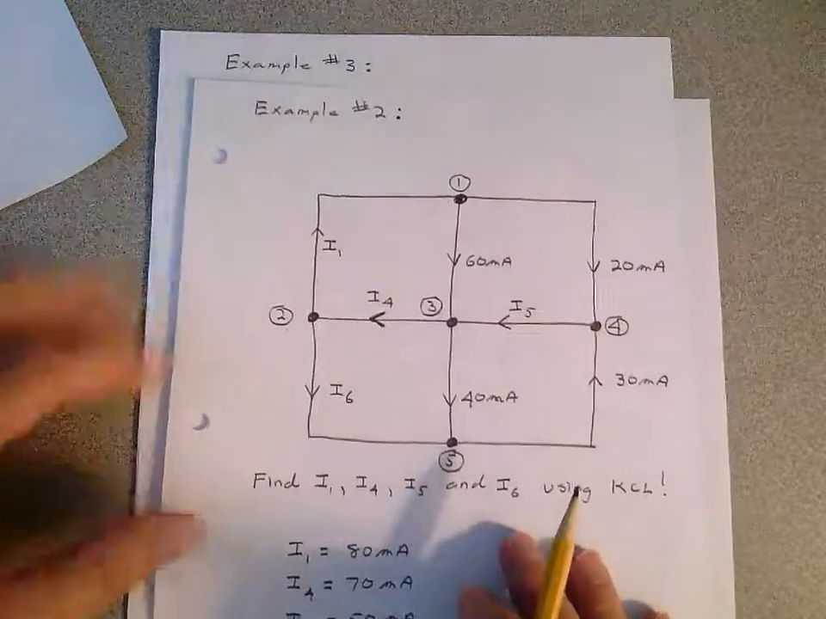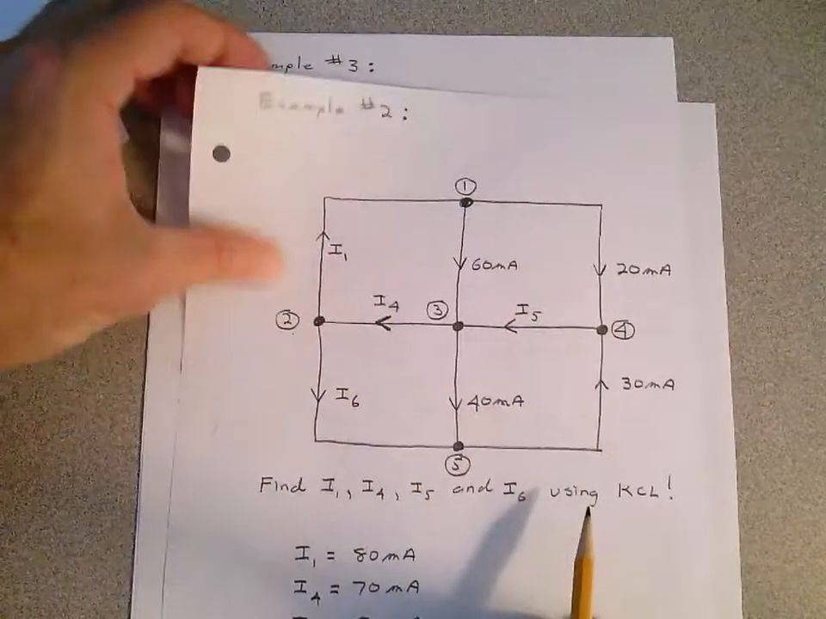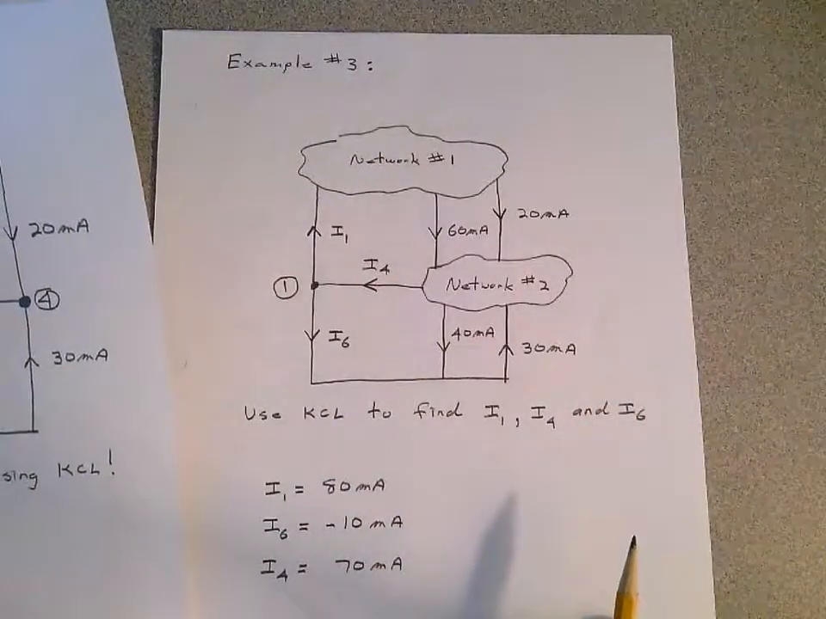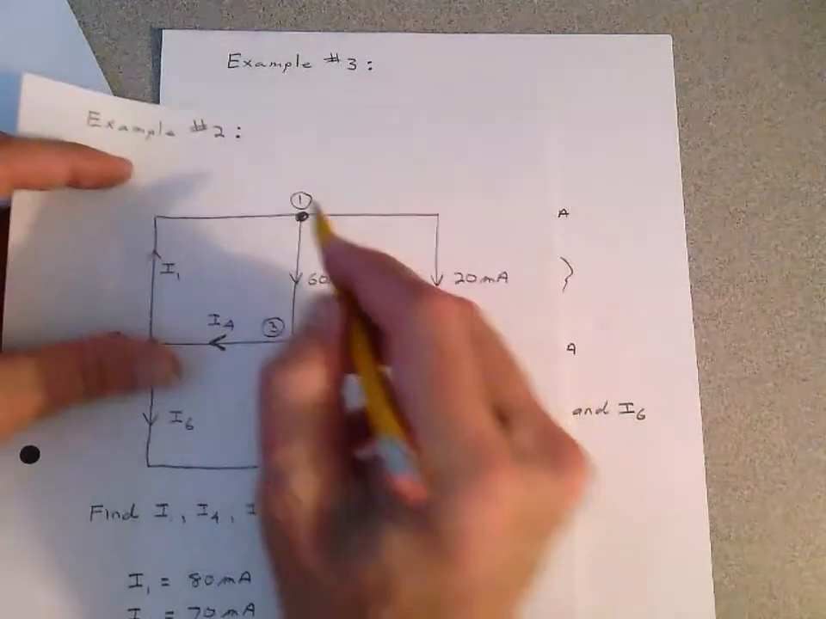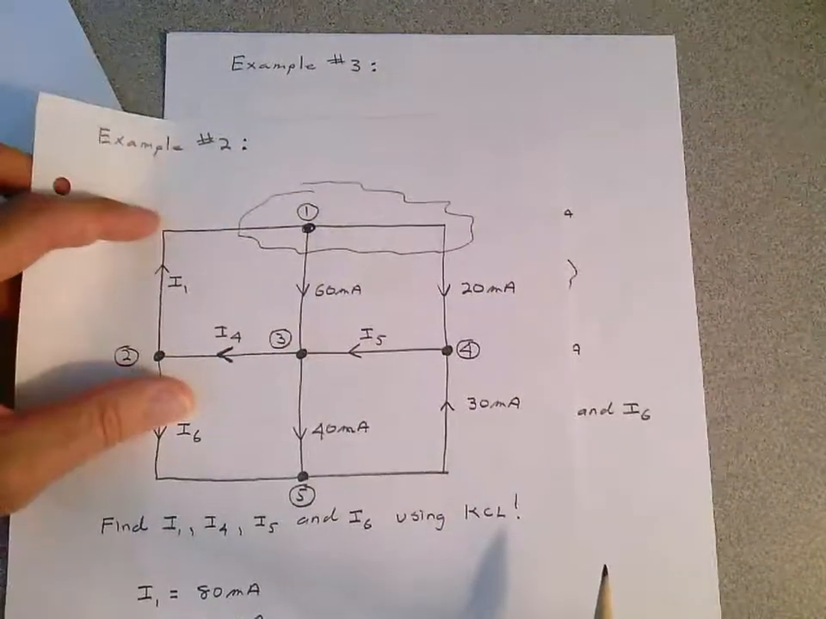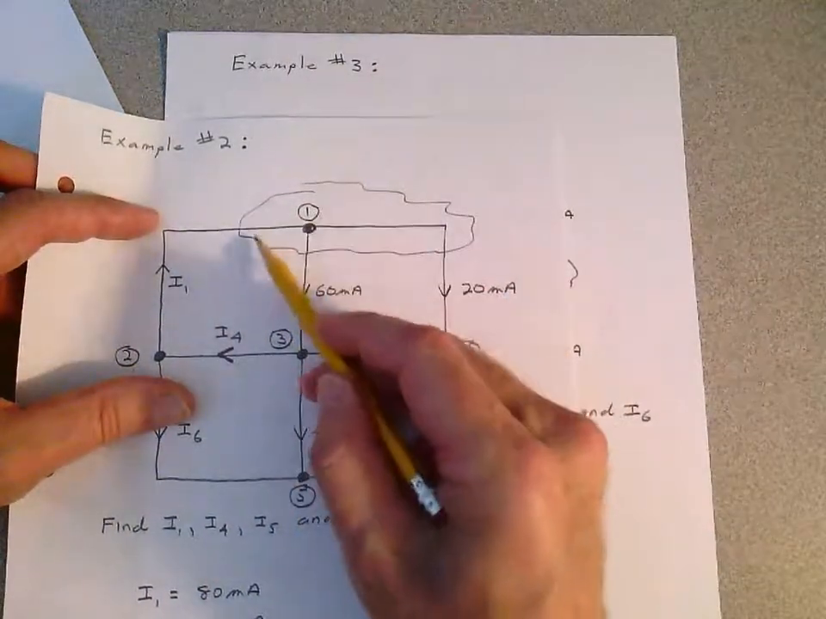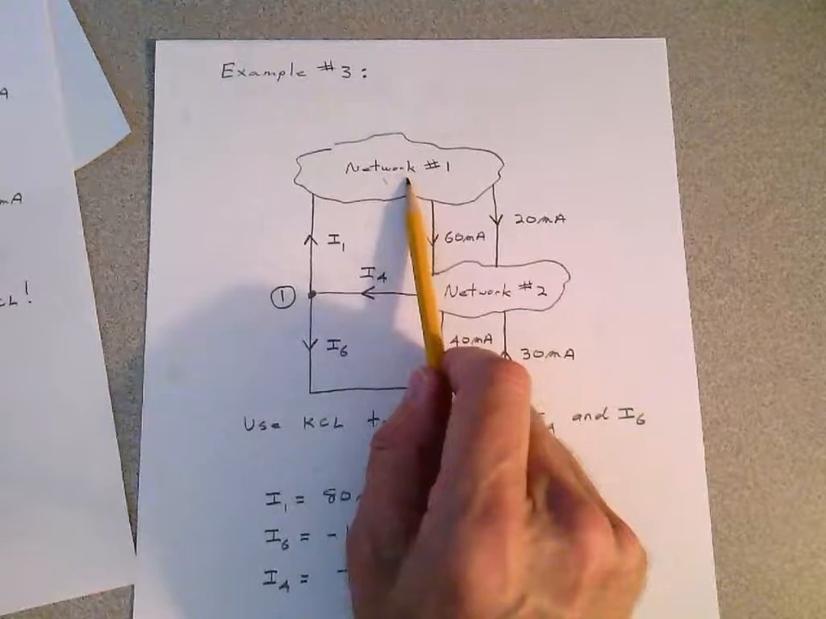Because what we're doing is, I'm going to refer to this point right here, and I'm going to call that a surface area. Or that could be another whole circuit. I'm going to call that a whole circuit up here, Network 1, I called it.